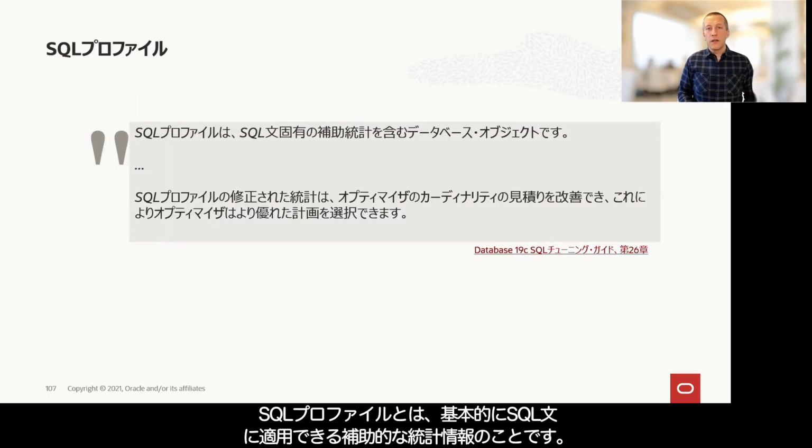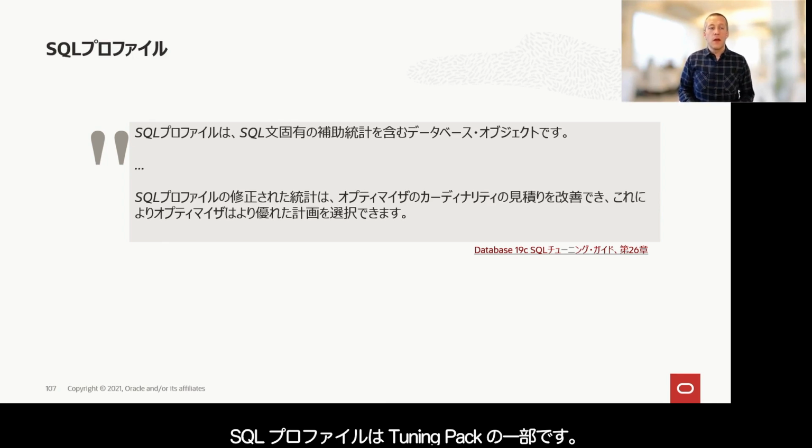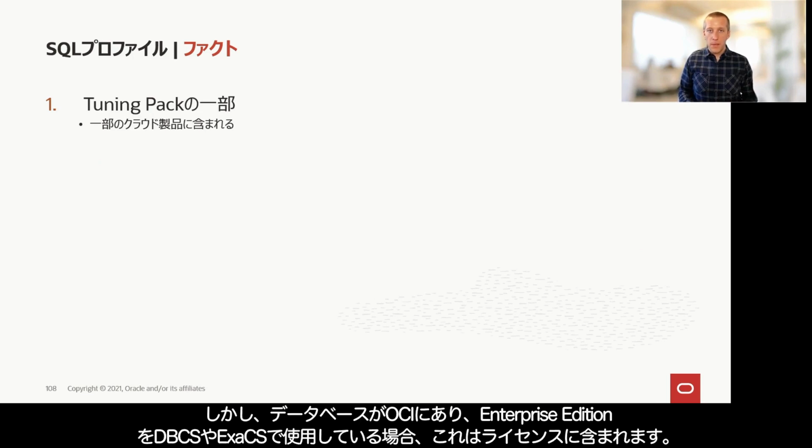A SQL profile is basically some auxiliary statistics that you can apply to a SQL statement. The idea is that those extra statistics can ensure that the optimizer comes up with better cardinality estimates and eventually comes out with a better plan. SQL profiles are part of the tuning pack. But if your database is in OCI and you're using one of the Enterprise Edition offerings on DBCS or ExaCS, it's actually part of the license.